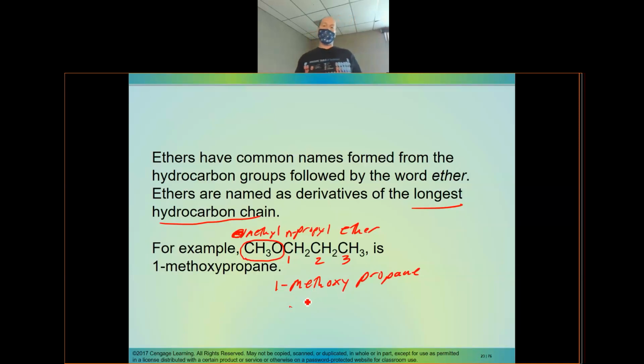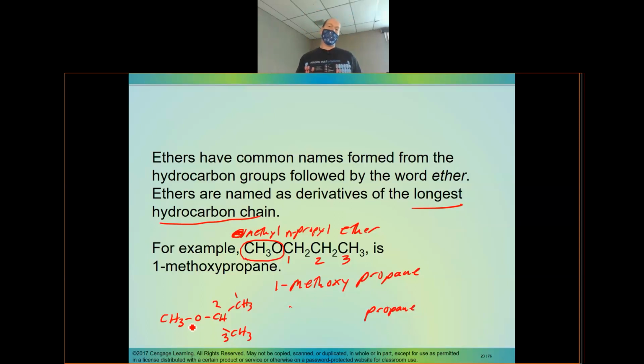The reason why you have to put the number 1 is because I could have drawn this CH3O, and then I could have put my CH here and a CH3 and a CH3. And if I did this and I did the IUPAC name, 1, 2, 3 is my longest carbon chain. All right, and so that is a propane.